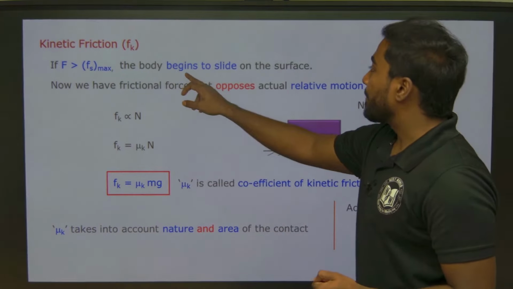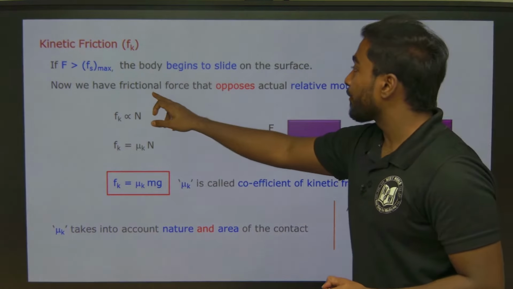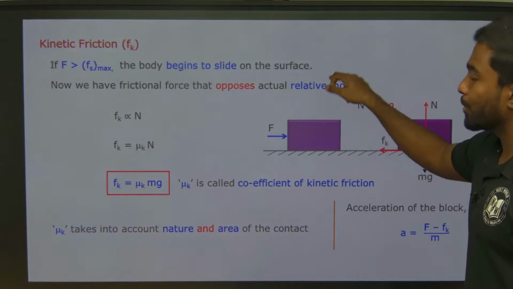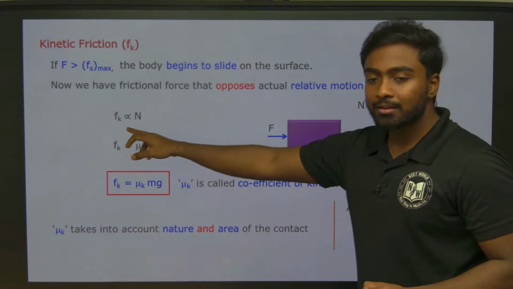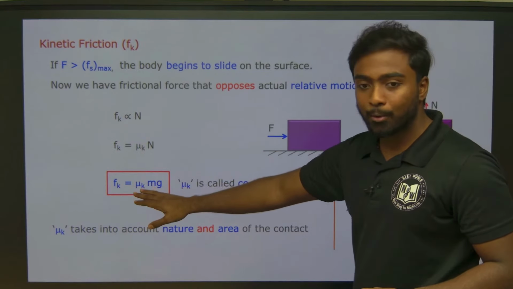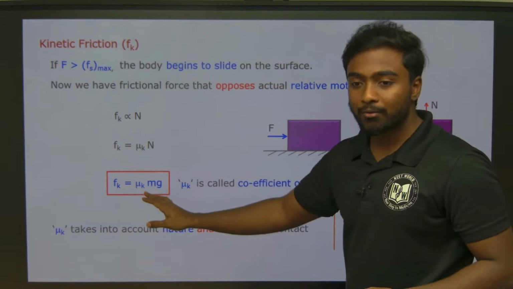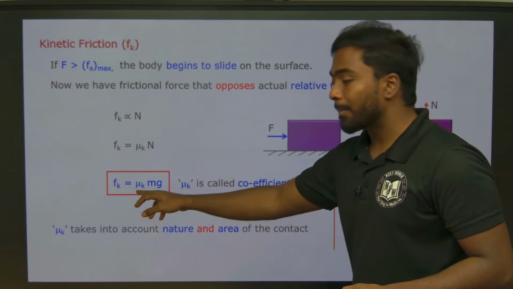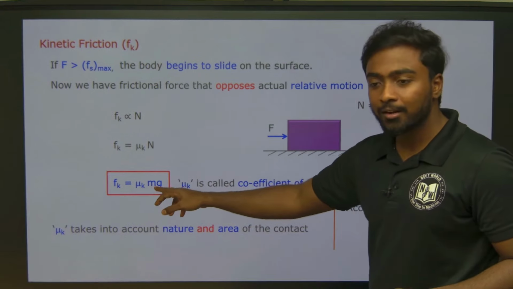So the body begins to slide on the surface. Now we have the frictional force that opposes the actual relative motion, which is kinetic friction, which is directly proportional to the normal. So it's the same formula, but the terms will be different. Kinetic friction equals the coefficient of kinetic friction times the normal.